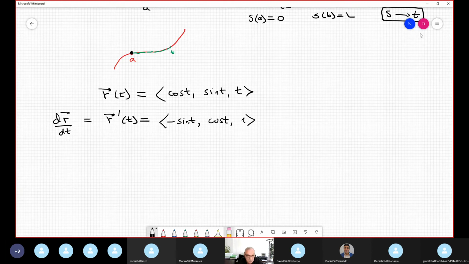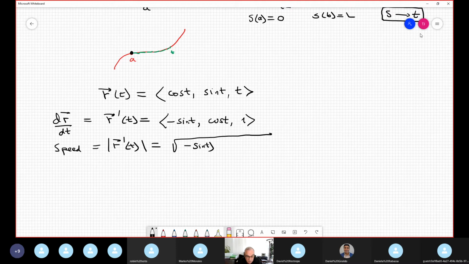Now you find the magnitude. Remember, the magnitude is speed. How fast? But not a vector, a scalar. And that is the square root of negative sine t squared plus cosine t squared plus 1 squared. But I know that sine squared plus cosine squared is 1. And 1 plus 1 is 2. So, unbelievable, but the speed is constant.